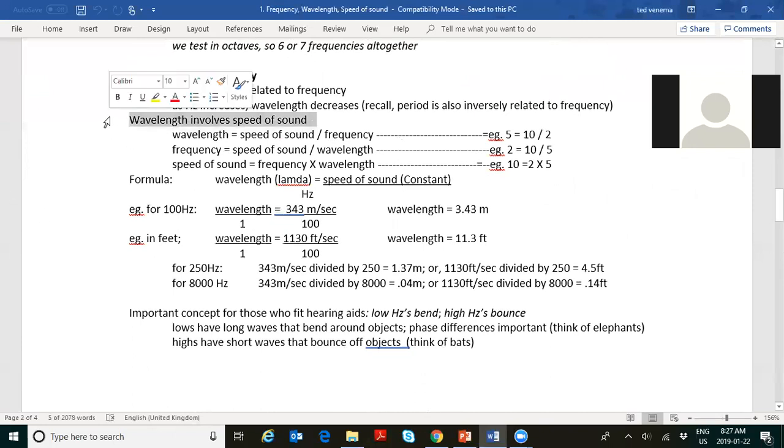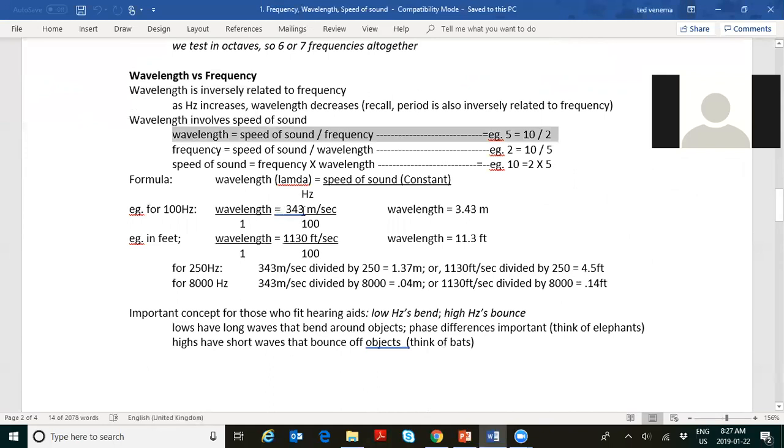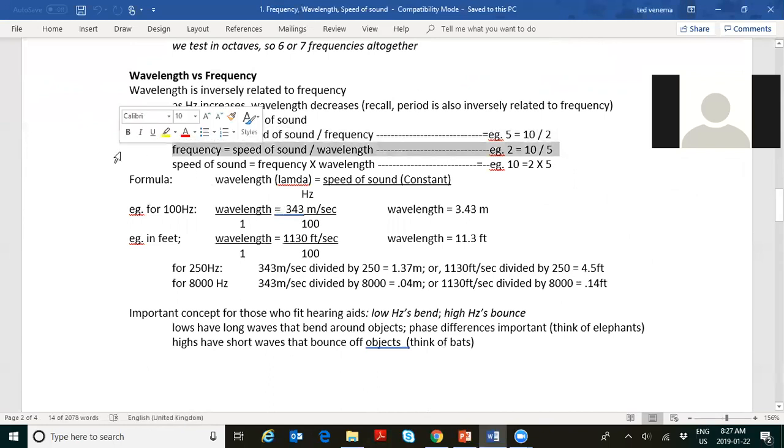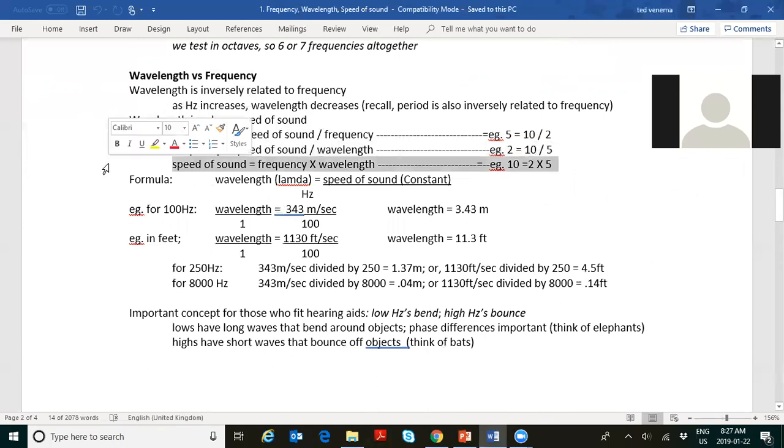Wavelength involves the speed of sound. Wavelength is equal to speed of sound divided by frequency, or you can say frequency is the speed of sound divided by wavelength, or you could say speed of sound equals frequency times wavelength. And all I'm doing, it's just like saying 5 is equal to 10 divided by 2, or you could say 2 is equal to 10 divided by 5, or you could say 10 is equal to 2 times 5. They all make sense. All we're doing is flipping the numbers around, aren't we?